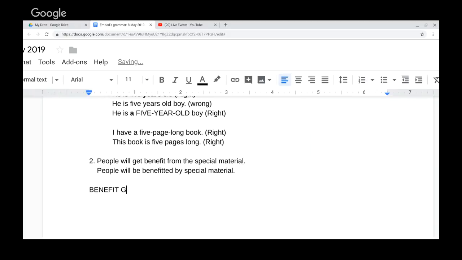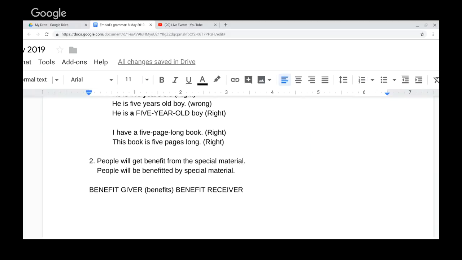The benefit giver, benefits, benefit receiver. Is it clear? So if the sentence structure is like this, the benefit giver, they have put it at the beginning, followed by benefit receiver, you will write the sentence like this.